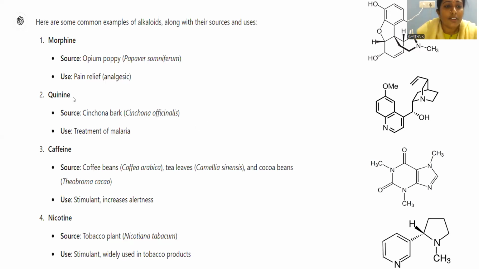Here quinine is extracted from Cinchona officinalis, and it is used in the treatment of malaria. And here we have quinoline and a piperidine ring. Caffeine is extracted from coffee beans, Coffea arabica, and tea leaves, Camellia sinensis, tobacco, and cocoa beans, which are used in chocolate manufacturing. So these many kinds of sources are there.